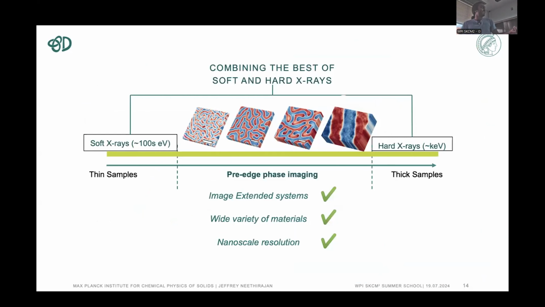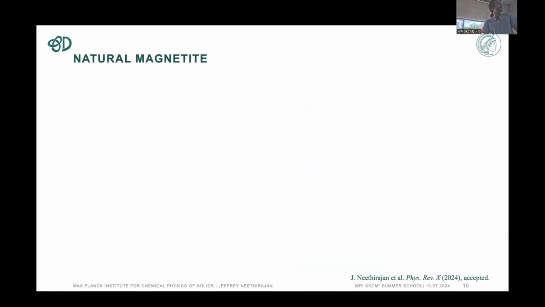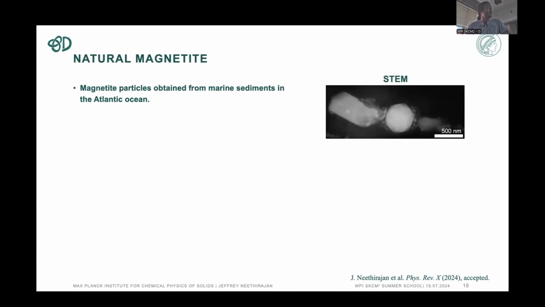So now that we have a technique that can probe such thick systems, I would like to highlight just 2 results over here quickly. The first being with natural magnetite again. We talked to collaborators, and they were happy to provide some samples for us to image these particles in. And that's a scanning transmission electron microscopy image of our test sample.